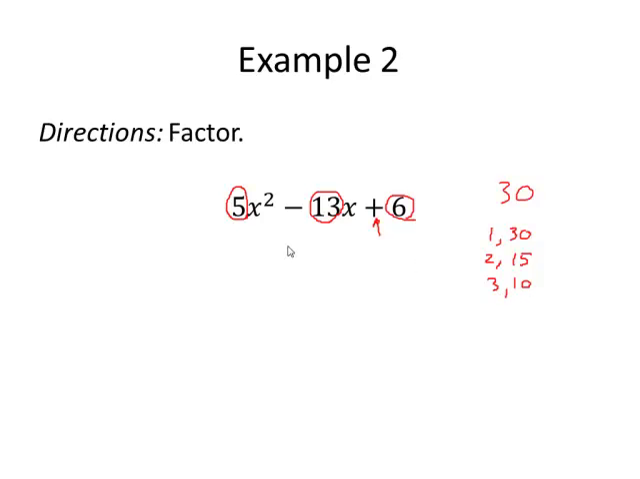and 10. Okay, now I look at this sign, and this sign tells me, how am I going to get negative 13 out of 3 and 10? They're both going to have to be negative.